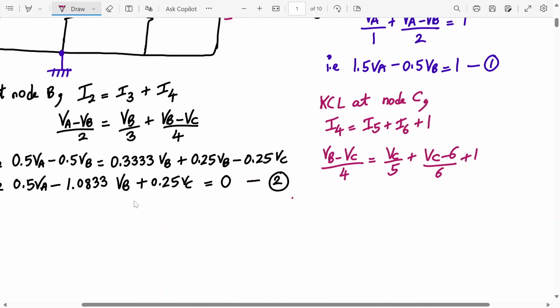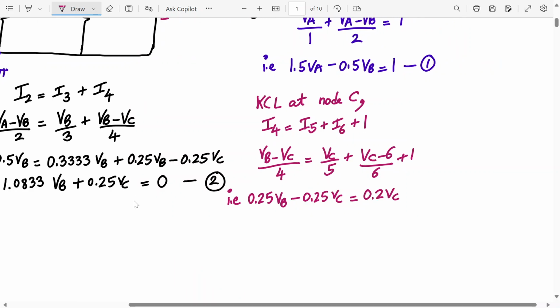Alright. Now we simplify this. 1 upon 4 is 0.25 VB minus 0.25 VC is equal to 1 upon 5 is 0.2 VC. Then 1 upon 6, how much is it? 0.16667 VC. Then minus 6 upon 6 is minus 1 plus 1. Agree? This is the calculation. So minus 1 and plus 1 will get cancelled, and we club the terms together. Now, 0.25 VB minus 0.25 minus 0.2, so minus 0.45, and then minus 0.1667. So how much does it become? It becomes 0.61667 times VC is equal to 0.